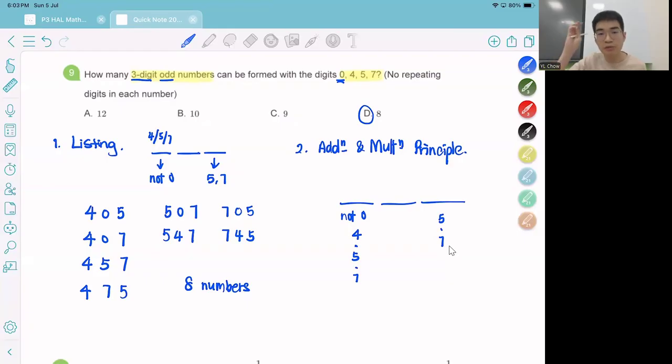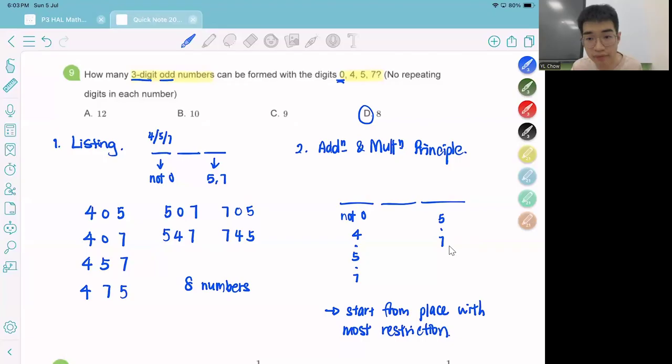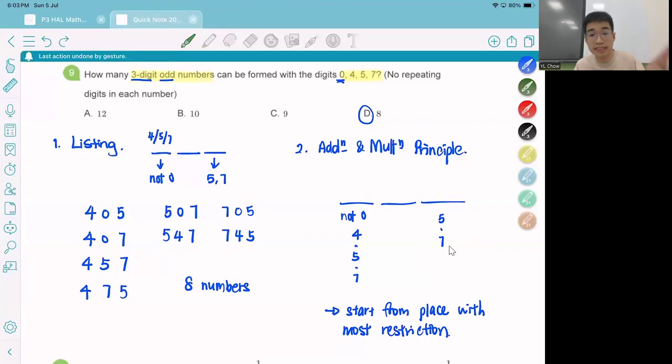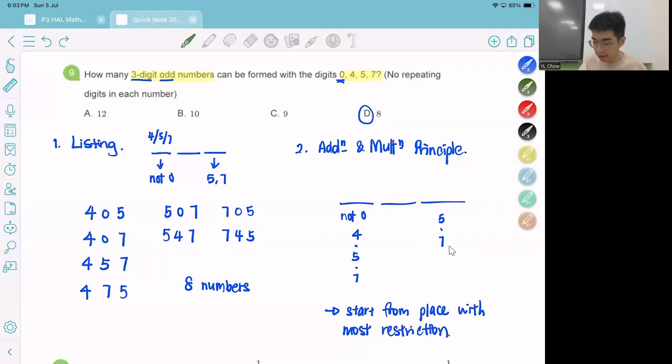So when we choose which place value to start selecting from, we always start from the place value with the most restriction, the pickiest place value that allows the least possible number of values. Clearly, in this case, it is your ones digit. Your ones digit has 2 choices available. Either you choose 5 or you choose 7. So there are 2 ways to select your ones digit.